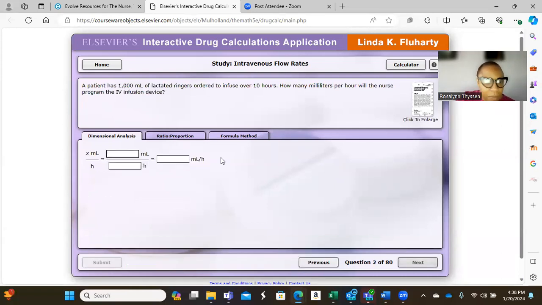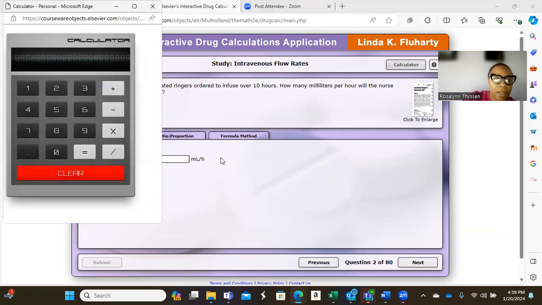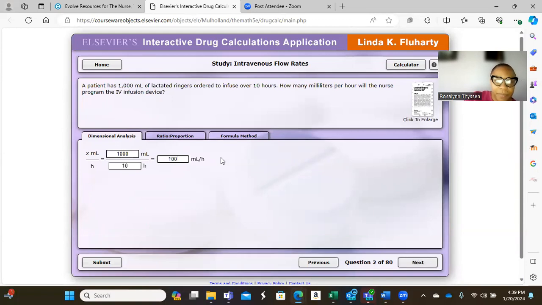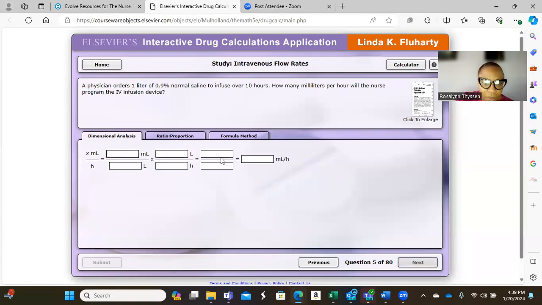Okay. Let's do another one. We got 1,000 mils of lactated ringers over 10 hours. How many mils per hour? So I know that I have 1,000 mils in 10 hours. So I do my handy dandy calculator. 1,000 divided by 10, and that is 100 mils per hour. All right, let's go through. And so you know how to do those.